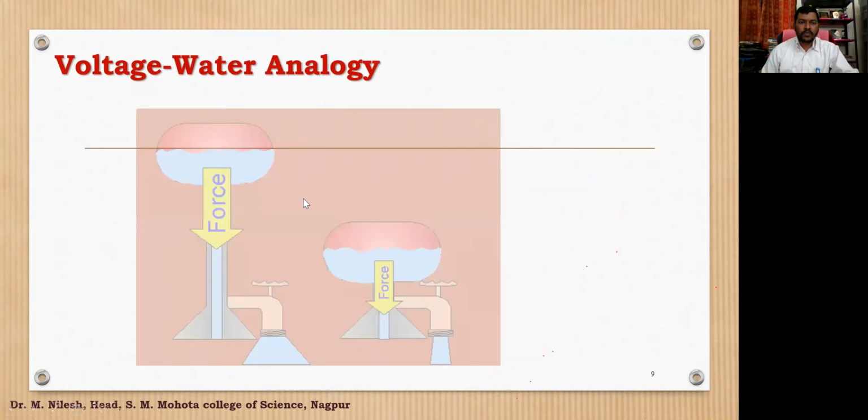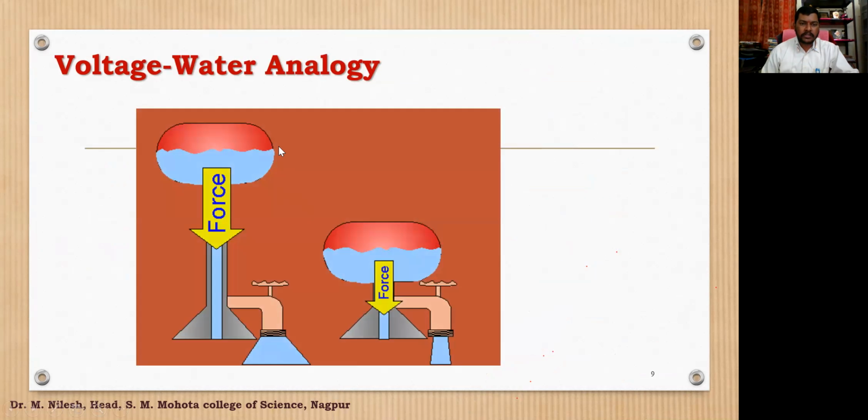Then we studied the voltage water analogy circuit. We have a tank full of water over here, a bigger tank at a very high height, so the amount of water flowing is high. If the tank is near the tap, then the speed of the water is low, right? So that is the voltage water analogy circuit.